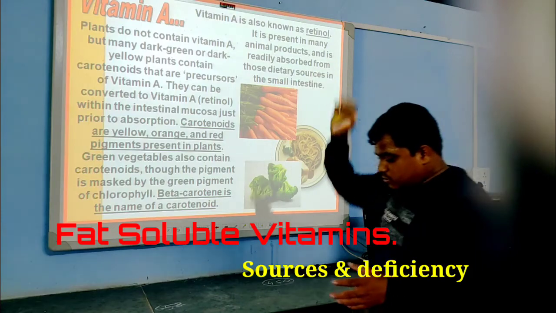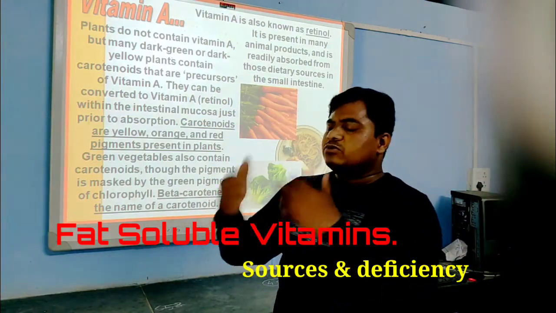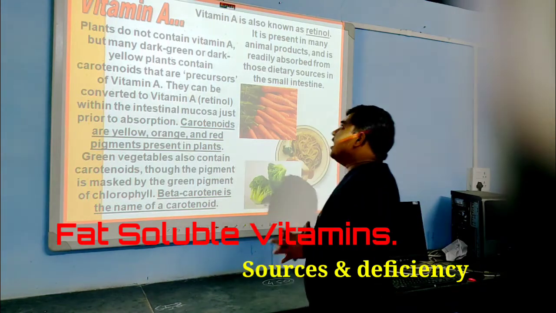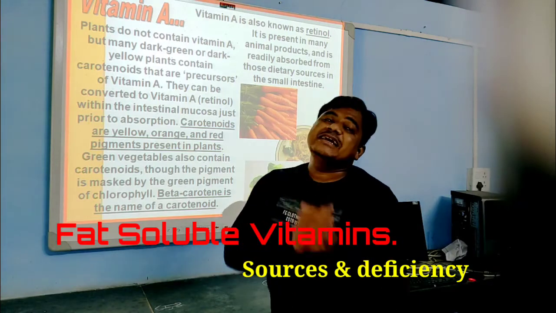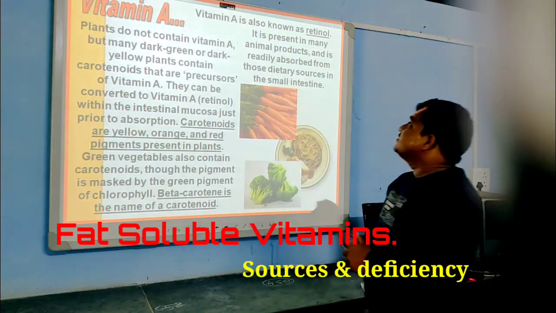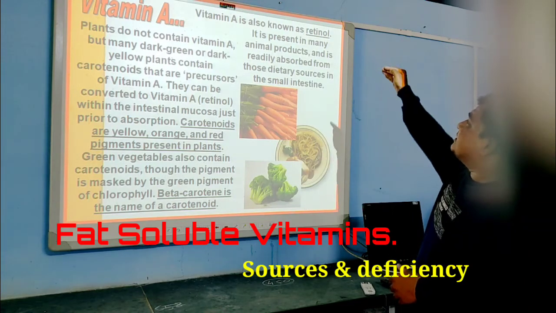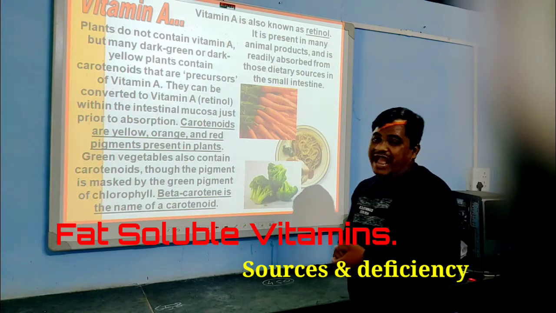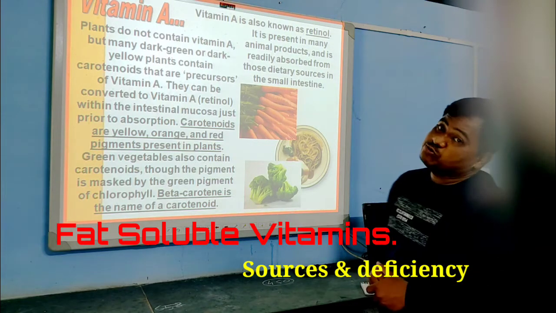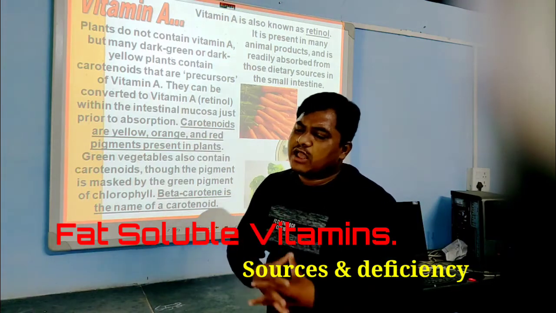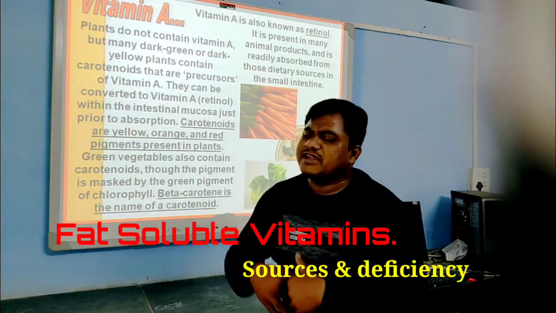Now we move towards the actual vitamins. One by one we have to see the vitamins. So see here, vitamin A is also known as retinol. It is present in many animal products and is readily absorbed from those dietary sources in the small intestine. Just previously we said that the small intestine is the place where that vitamin gets absorbed.